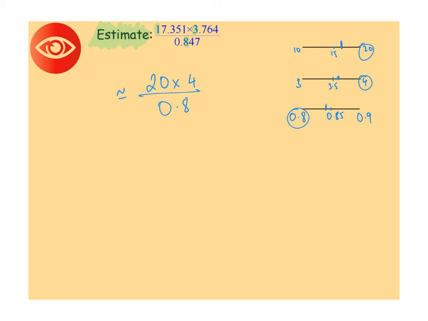Now, we can work out 20 multiplied by 4, that's pretty easy. 20 multiplied by 4 is 80. So this is 80 divided by 0.8.